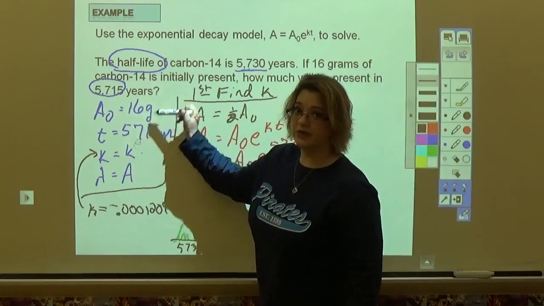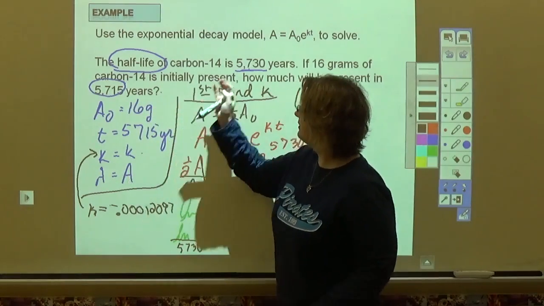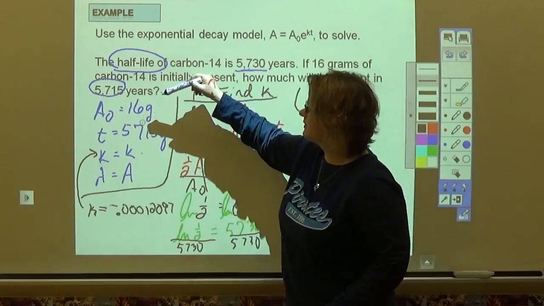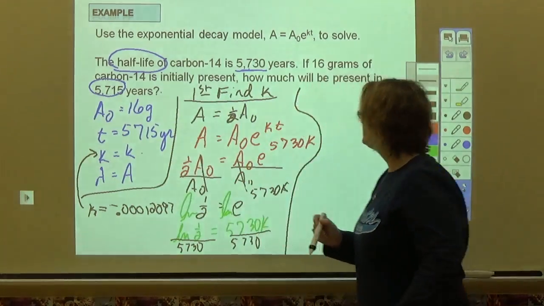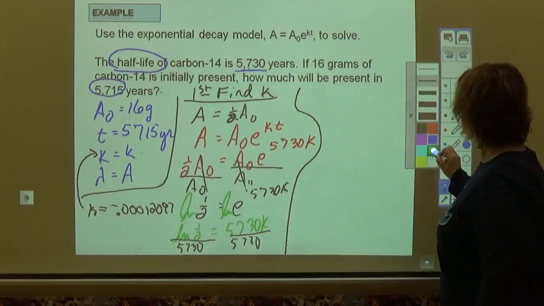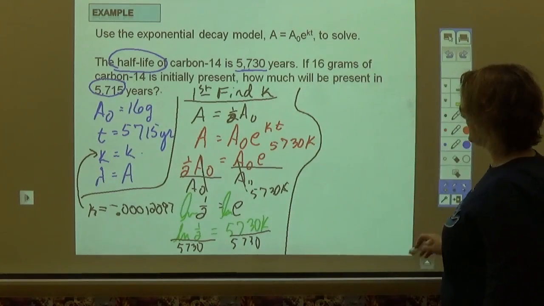So now we need to do part 2, which is where we use this k value and all of this information we were initially given to figure out this specific situation. If we start with 16 grams, how much are we going to end with in 5,715 years? So now we'll put all that in.